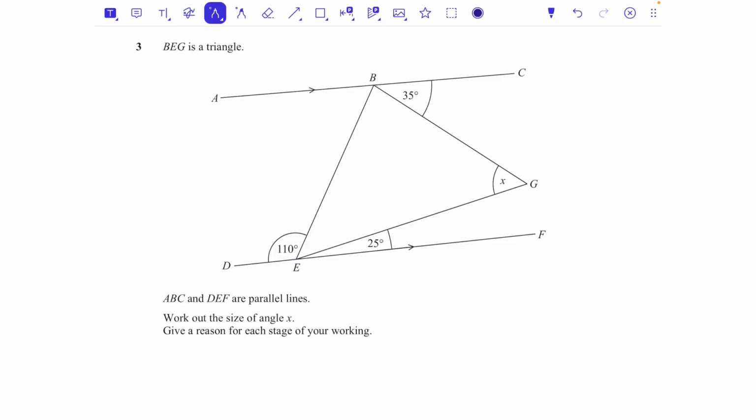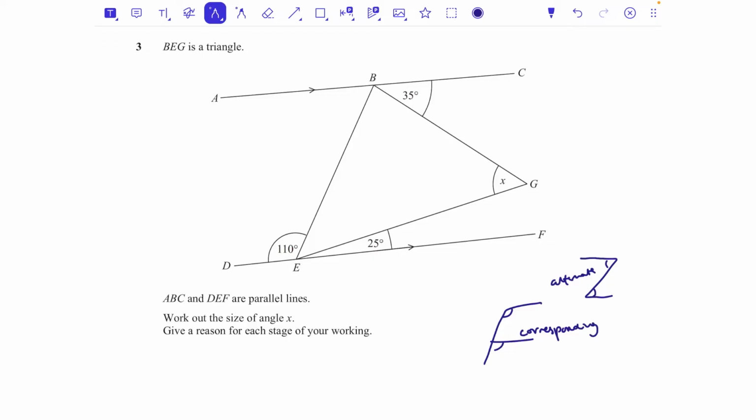Okay, so we've got parallel lines, so we're probably going to need alternate angles. I remember Z for alternate, and corresponding angles. I know it doesn't make any sense, but it helps me remember which one's which.